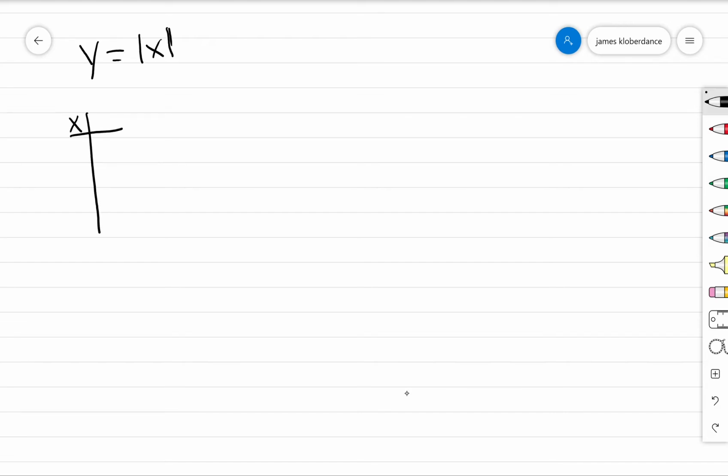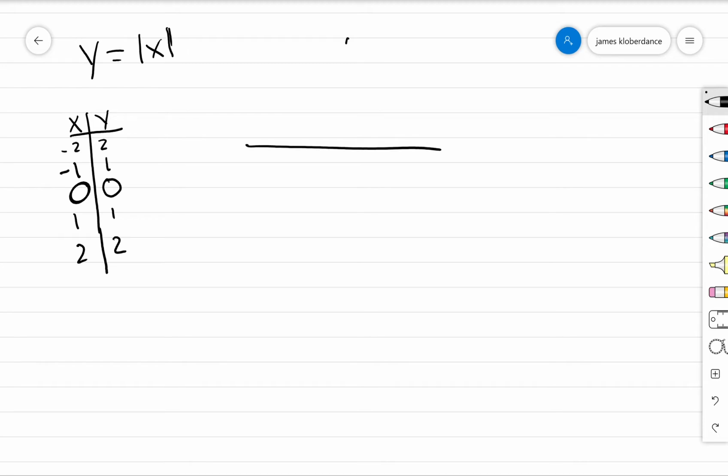So let's try to see what patterns we see. So when x equals 0, y equals 0. The absolute value of 0 is 0. When x is 1, y is 1. When x is 2, y is 2. Okay, easy enough. Now, here's where the absolute value is going to kick in. When x is negative 1, y is 1. When x is negative 2, y is 2.